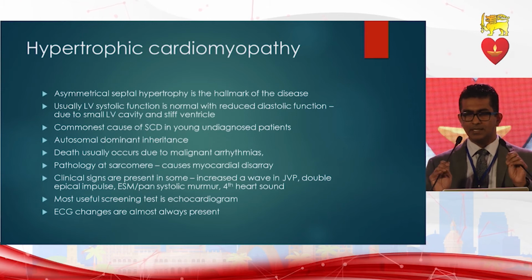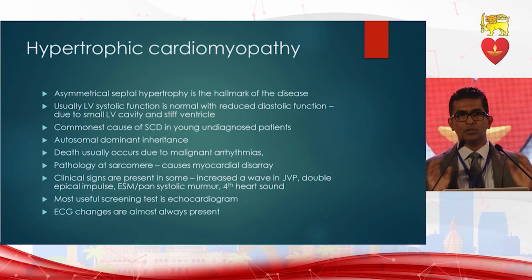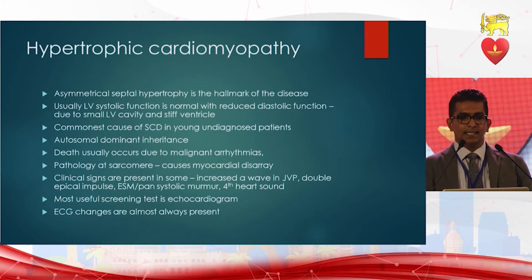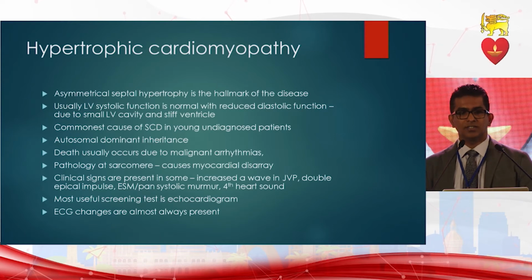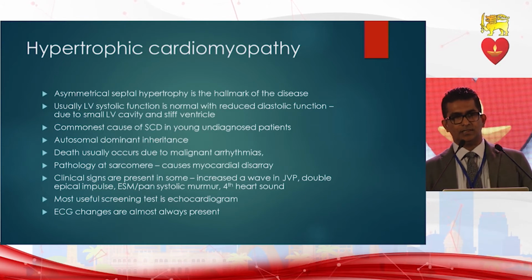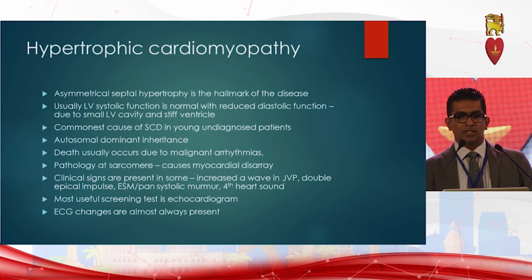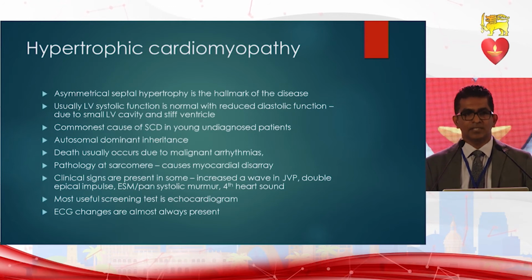Second type is the hypertrophic cardiomyopathy. This is the most important cardiomyopathy causing death in the young people. Asymmetrical septal hypertrophy is the hallmark of the disease. Usually the LV function is normal, and they have reduced diastolic function. Due to the hypertrophy of the ventricles, usually the cavity is small. So the left ventricular cavity is very small, so it can't fill during the diastole. So the ventricle becomes stiff.